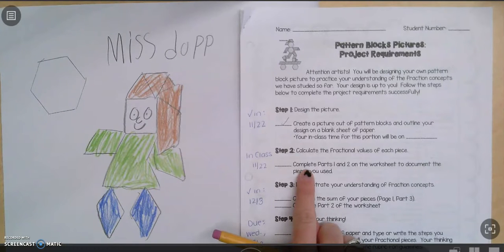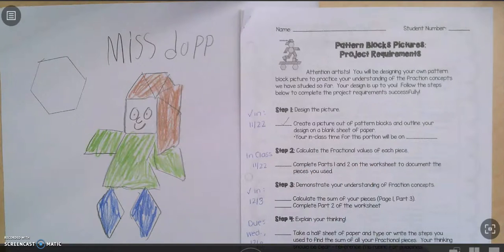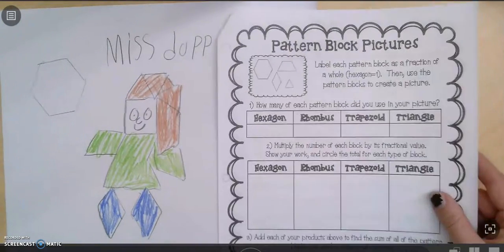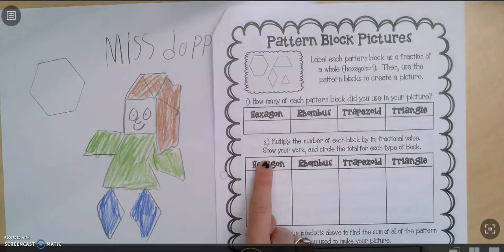Now we're going to do step 2, which is where we complete parts 1 and 2 on the worksheet to find the fractional values of each piece. So here's how I do that. First, I'm going to flip to that worksheet. We're going to be doing questions 1 and 2 together today.